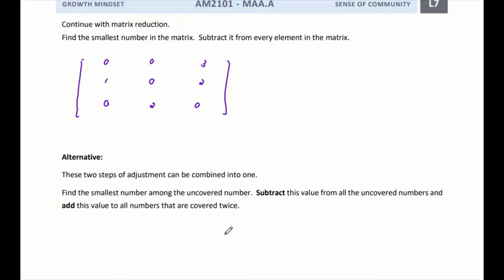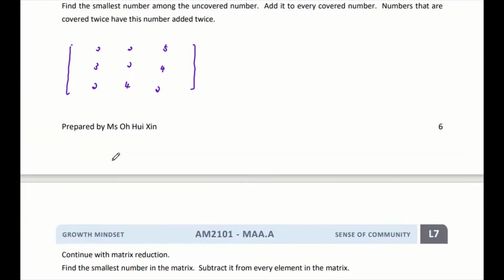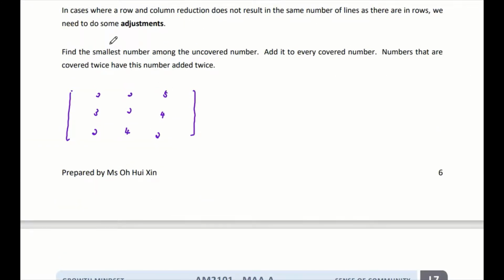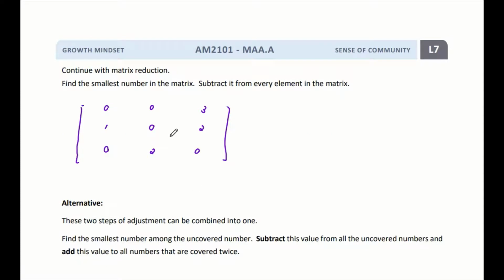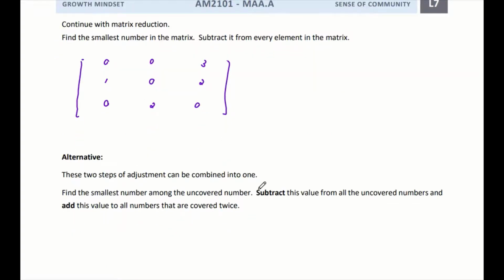But before that, this is the alternative here. You can realize that there are 2 steps you need to do for adjustment. The first one is to find the smallest number and add it to the covered number. The second step is to do matrix reduction. So now we try to see whether we can combine these 2 steps into one or not. This is the alternative here.